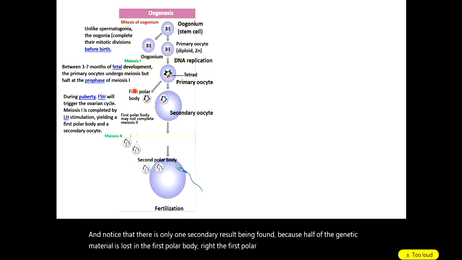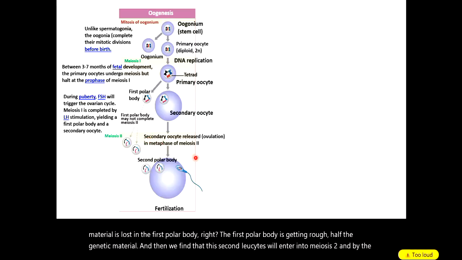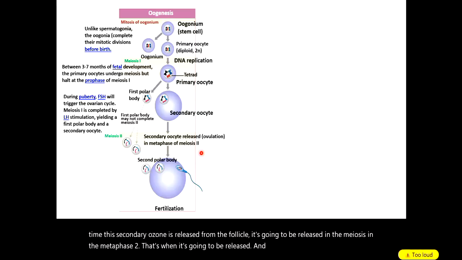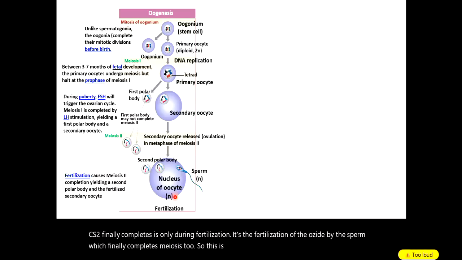And notice that there's only 1 secondary oocyte being formed because half of the genetic material is lost in the first polar body, right? The first polar body is getting rid of half the genetic material, and then this secondary oocyte will enter into meiosis 2, and by the time this secondary oocyte is released from the follicle, it's going to be released in metaphase 2, right? That's when it's going to be released. And meiosis 2 finally completes only during fertilization. It's the fertilization of the oocyte by the sperm which finally completes meiosis 2. So these are the various steps involved in oogenesis.